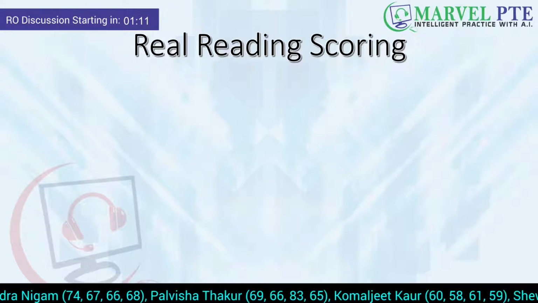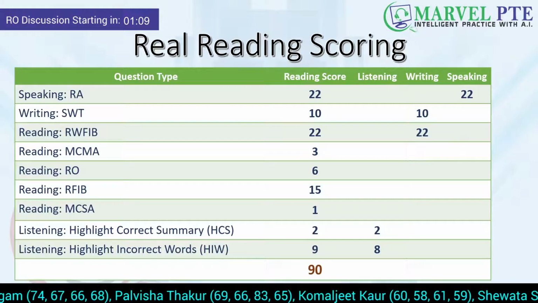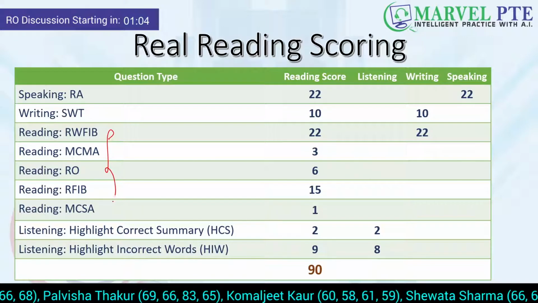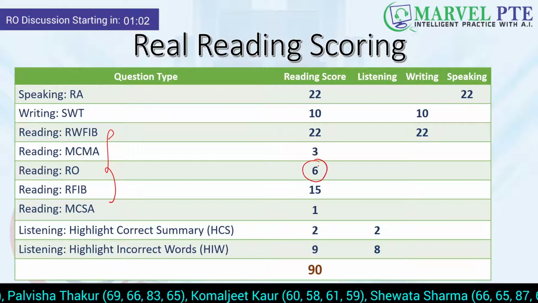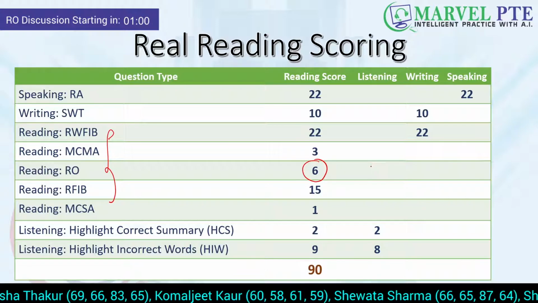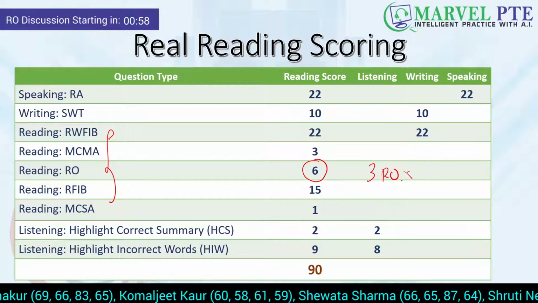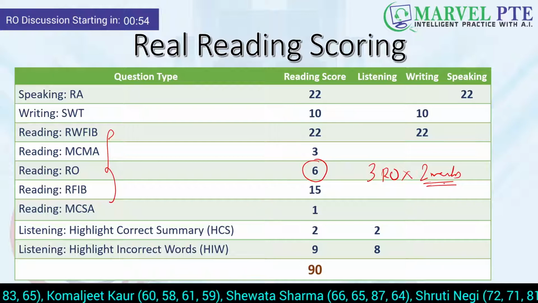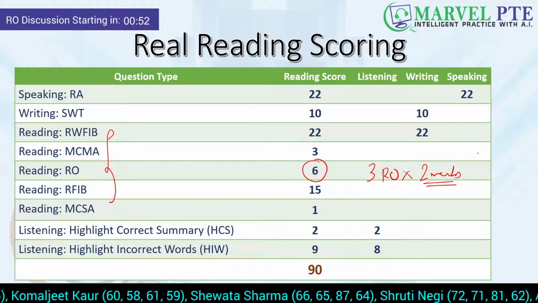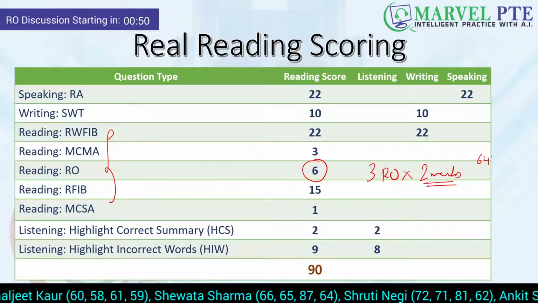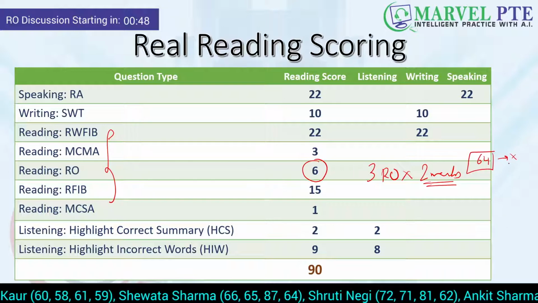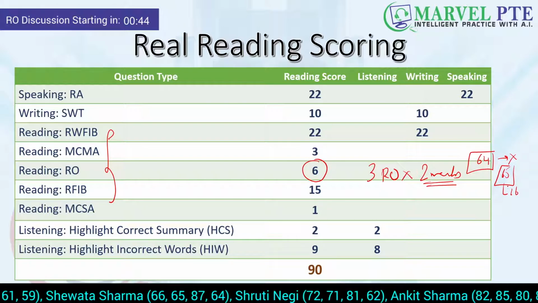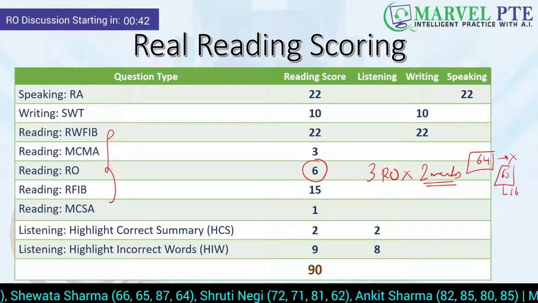Okay, this is the real PTE reading scoring, and you can see that the reading contributes just 47 marks. Out of that, reorder paragraphs are of 6 marks. So if you are getting 3 reorder paragraphs, they will be of 2 marks each. But every mark is important, right? Because in PTE you can get 64 marks and then you will say, sir, target score not achieved, I needed 65 or 66. So that's why it's important and every mark counts.